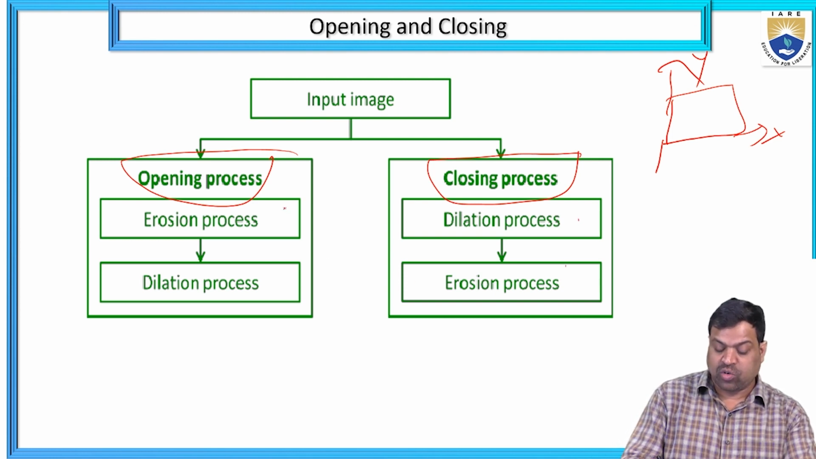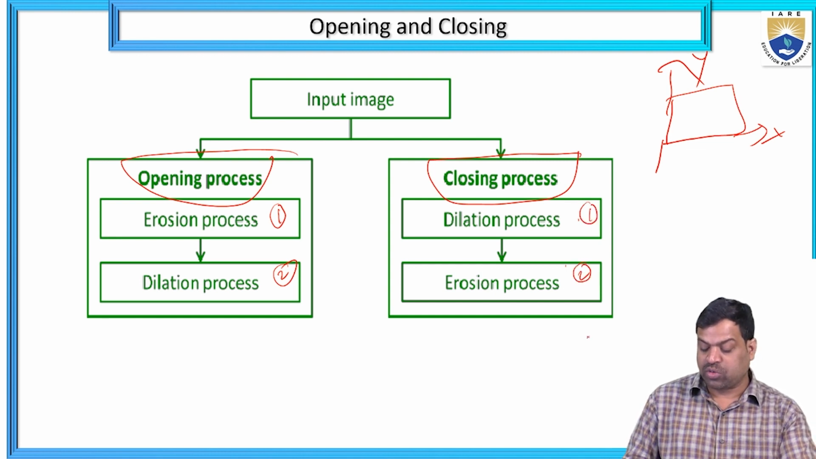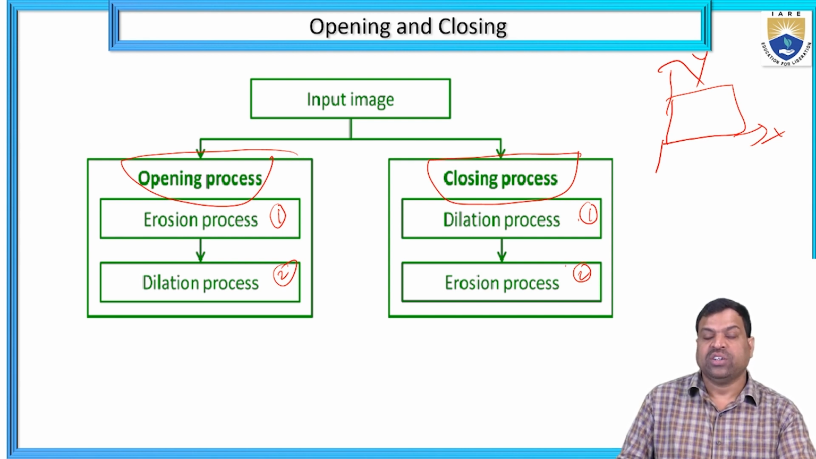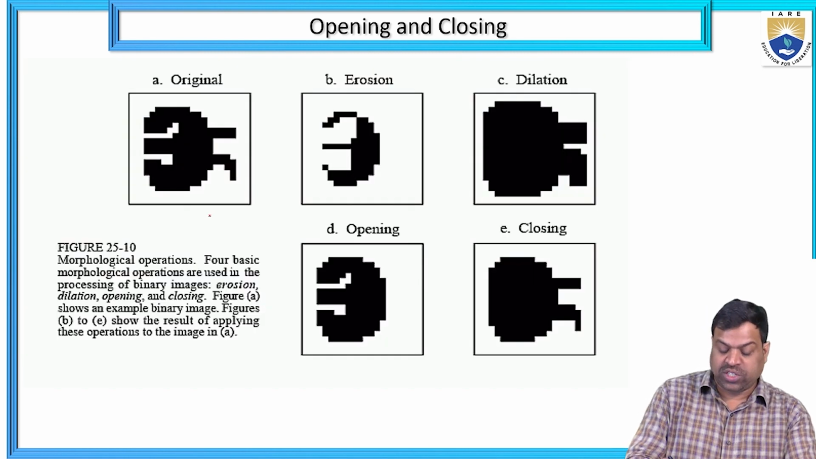You can observe here, opening means first erosion is important, after that dilation. When I am going for the closing process, first dilation, after that erosion. These are the differences of erosion and dilation. So input images are majorly handled by the opening process and the closing process. What is opening and what is closing, we will discuss now. It is one example of the original image, that is the input image.